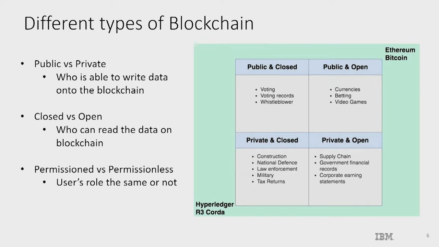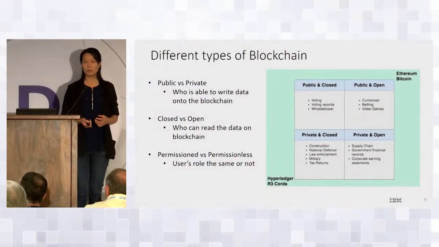For example, when people talk about public versus private blockchain, they're really referring to who is able to write data onto the blockchain. If it's a public blockchain, everybody can write on it. If it's private, a limited number of people with identity in the network, with the right role, can write on it. Closed versus open refers more to who can read the data on the blockchain.